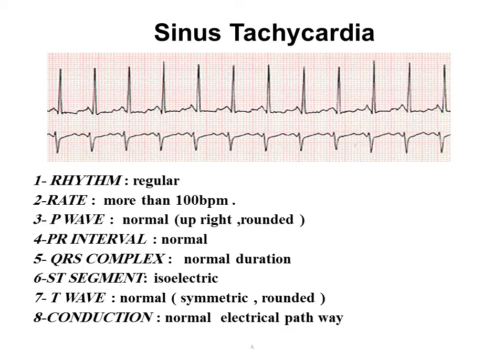In this strip, the rhythm is regular. The rate is more than 100 beats. The P wave is normal, upright, smooth, rounded. The PR interval is normal. The QRS complex has normal duration. The ST segment is on the isoelectric line. The T wave is normal, symmetric, rounded in all beats. The conduction is normal, but the rate is more than 100. Based on this information, we can conclude that this rhythm is a sinus tachycardia.